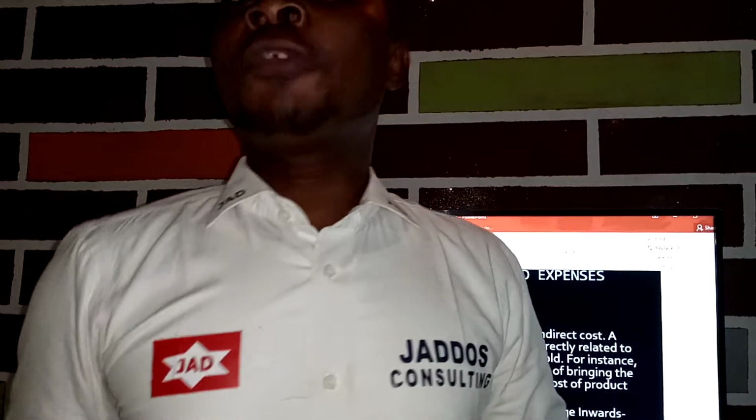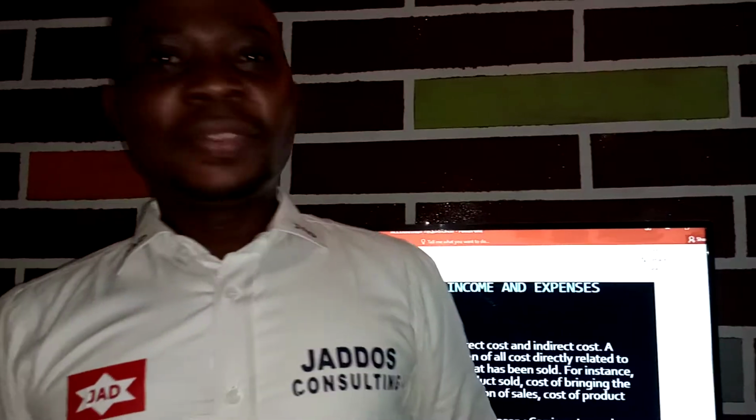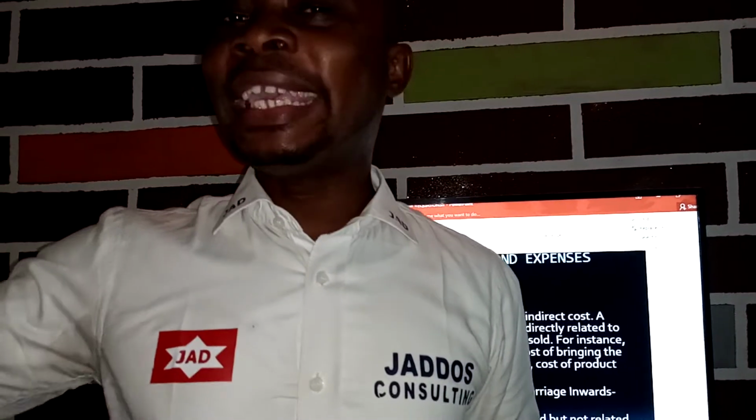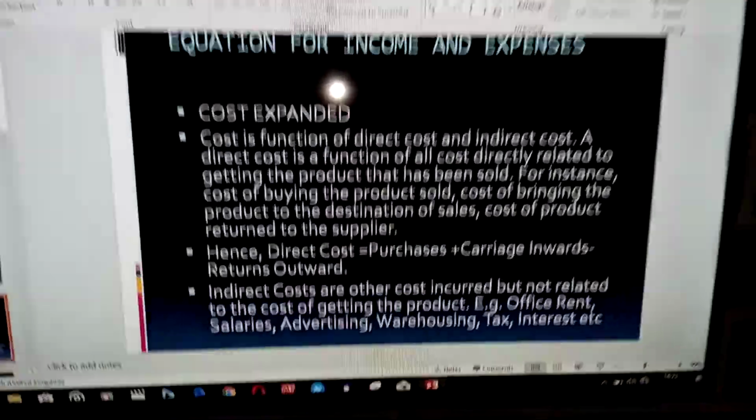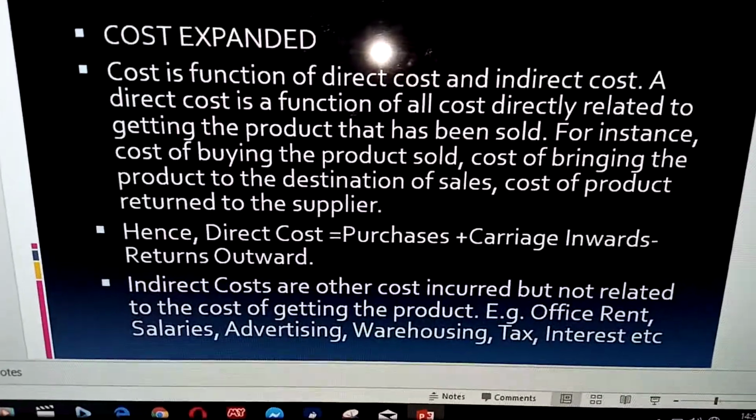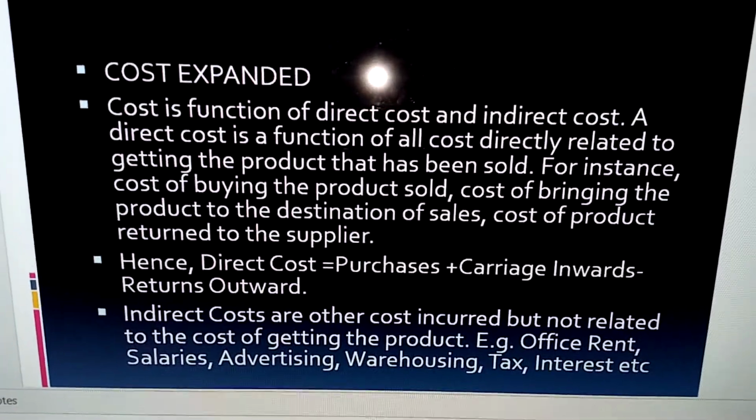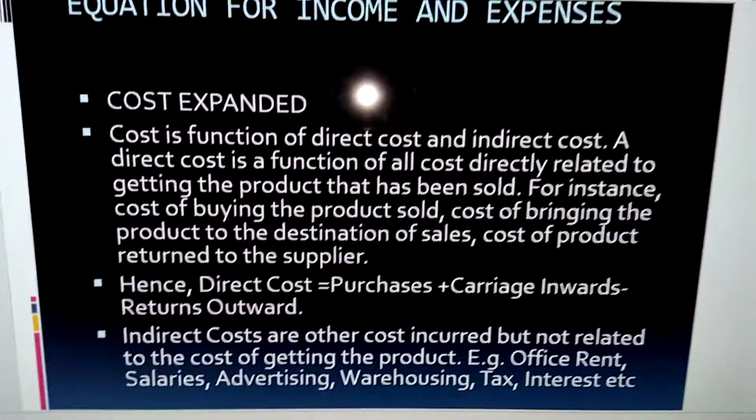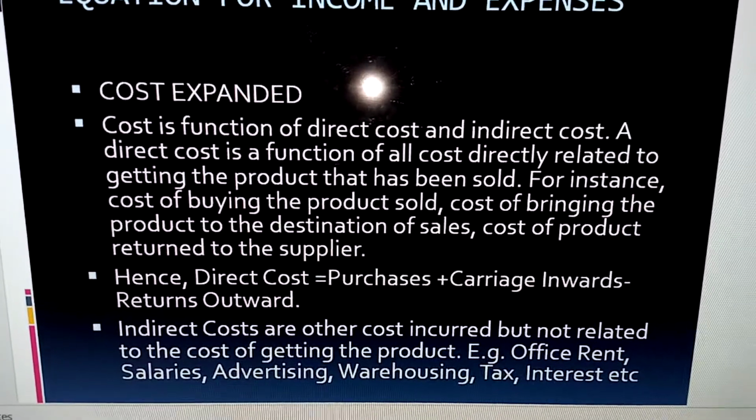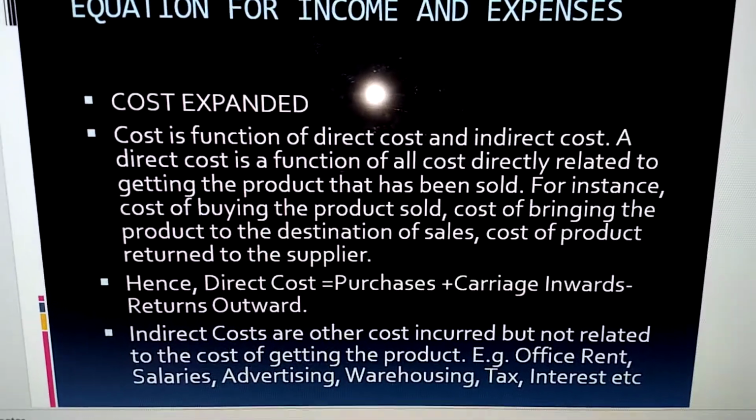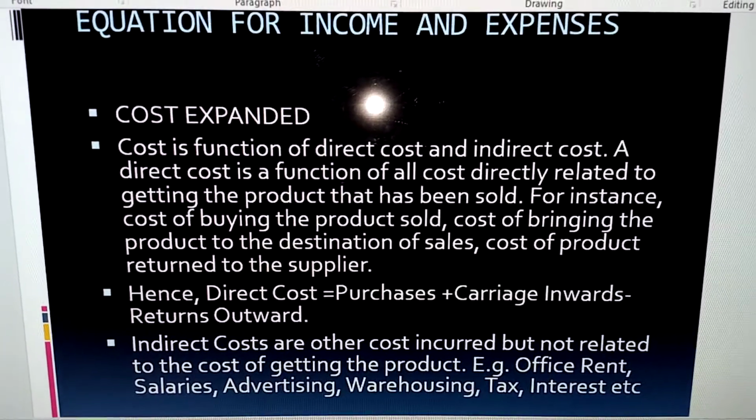But remember, it is possible for us to have a warehouse. It's possible for us to advertise. It's possible for us to do insurance. It's possible for us to pay salaries. These are not directly related to bringing this product here. So these are part of indirect cost. So back to our equation. The indirect costs can involve office rent, salaries, advertising, warehousing, interest, as if we have to borrow money, and tax.